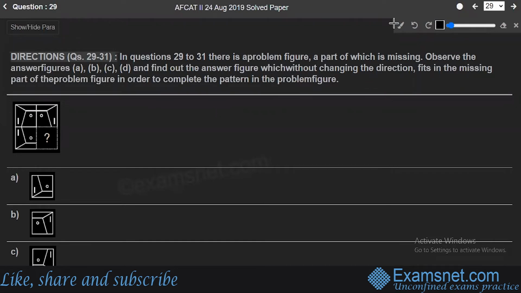Let's start with question numbers 29 to 31. In these three questions, you have a problem figure out of which some part is missing, and you have to fill out that missing part in all of these figures. So let's start with this one. Over here, let's see the figure carefully and all the options that are available.